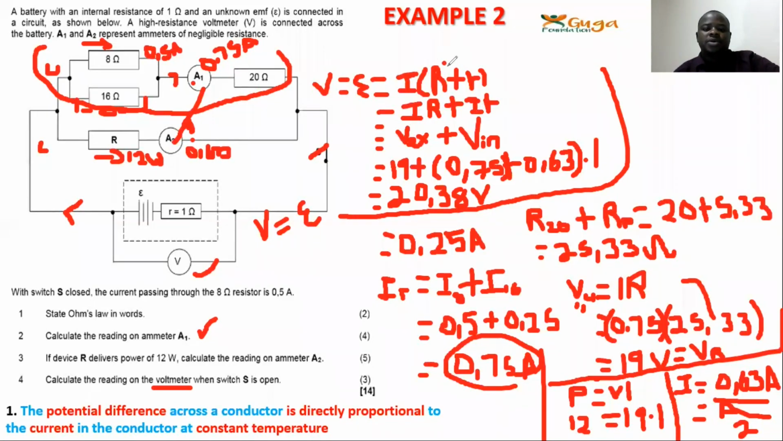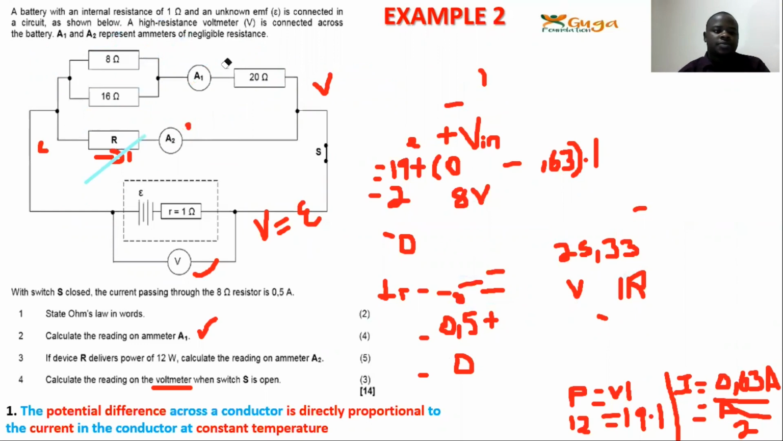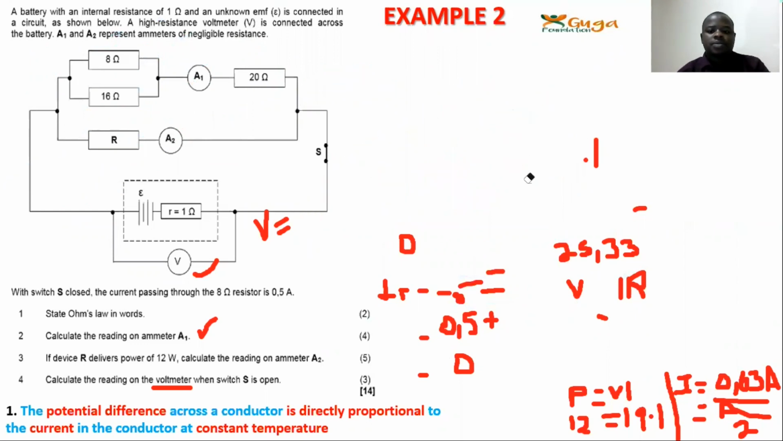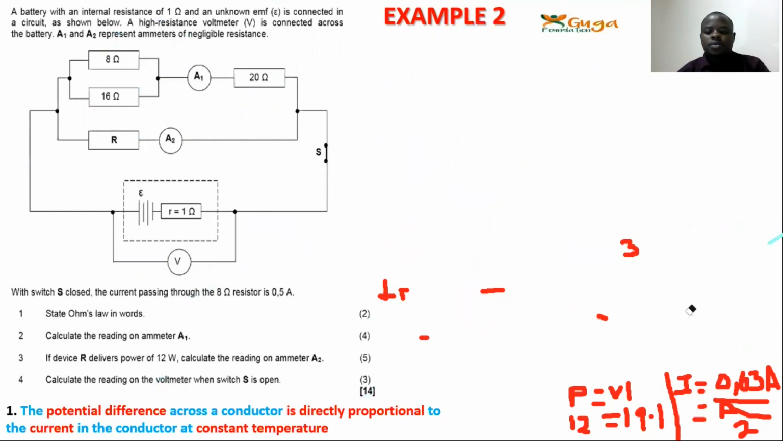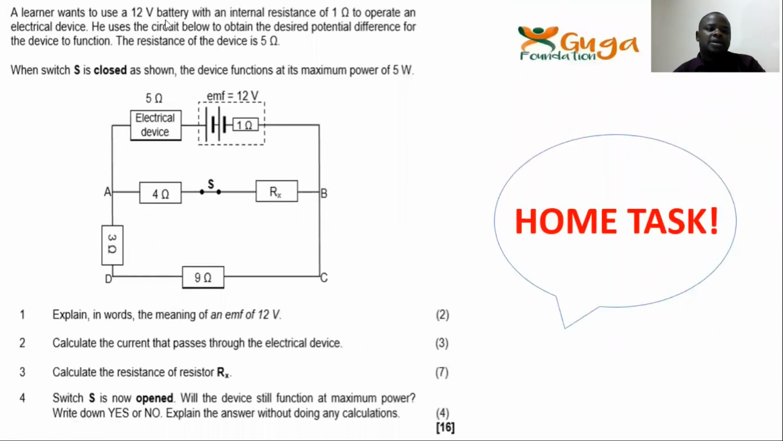Okay, now allow me to erase all this. So your home task: Elena wants to use a 12-volt battery with an internal resistance of 1 ohm to operate an electrical device. This electrical device uses the electric circuit below to obtain the desired potential difference for the device to function. The resistance of the device is 5 ohm. When the switch S is closed, the device functions at its maximum power. The power here is 5 watt.